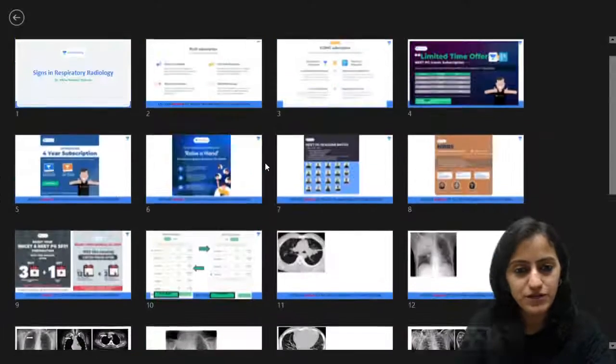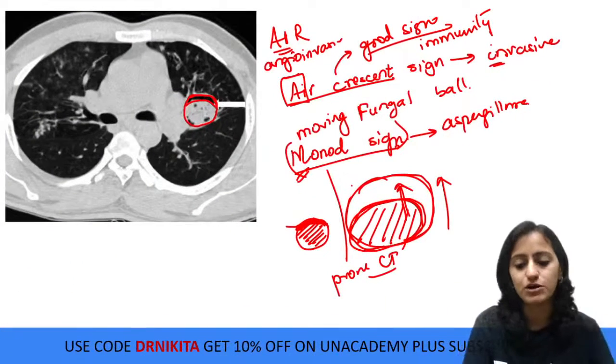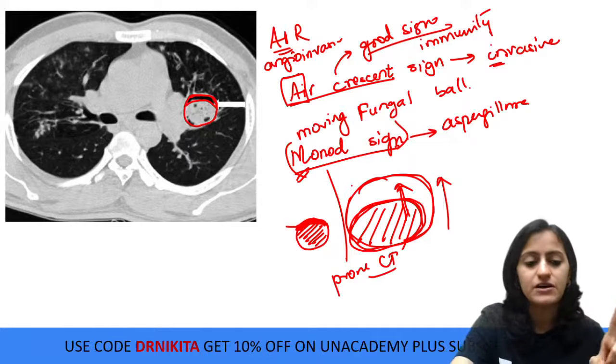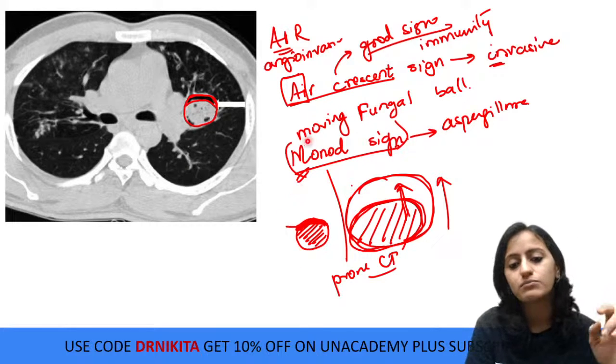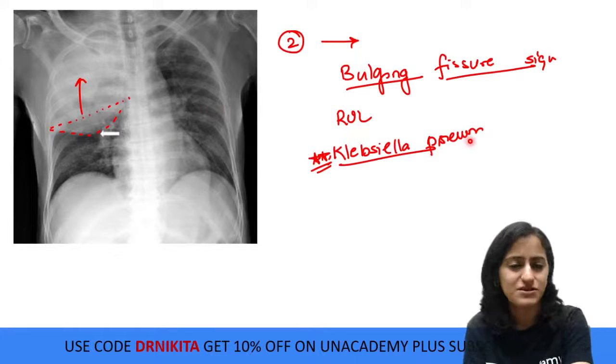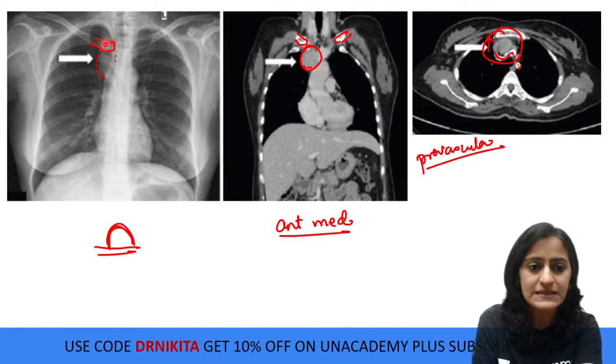I hope you found it useful. Let's just have a quick review. First one, air crescent sign, angio-invasive. Monod sign is your moving fungal ball. That's the air crescent sign. Bulging fissure sign, let's remember Klebsiella for our exam.